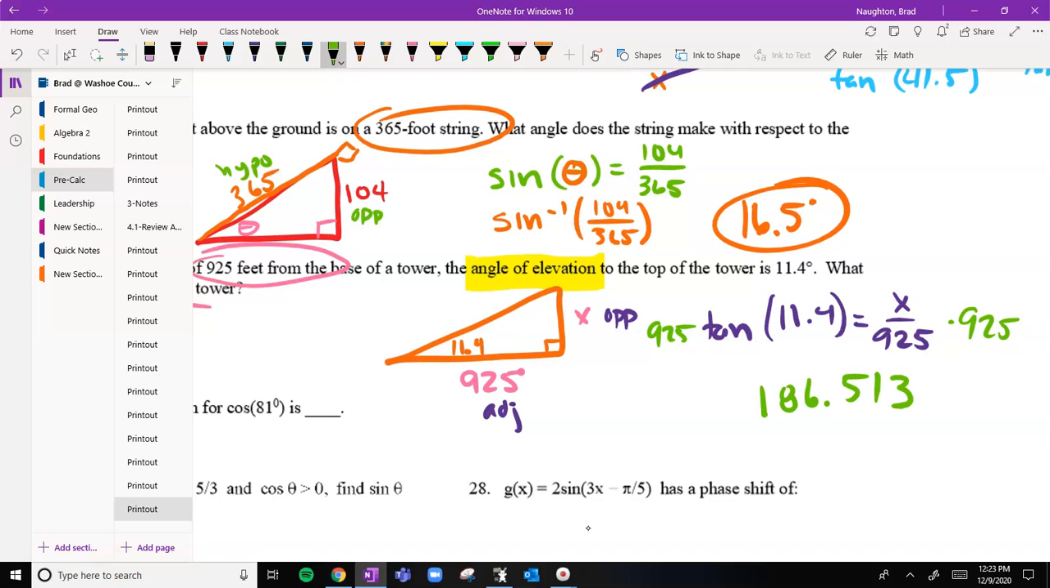So a couple of things. As I look at this example and just any example going forward, does your answer make sense? Let's go back to geometry. This angle is 11.4, which means this is going to be 88.6.